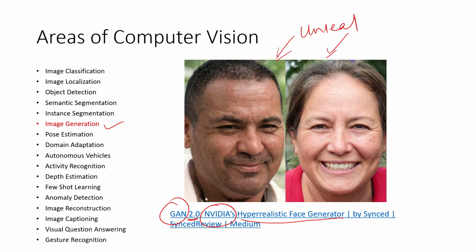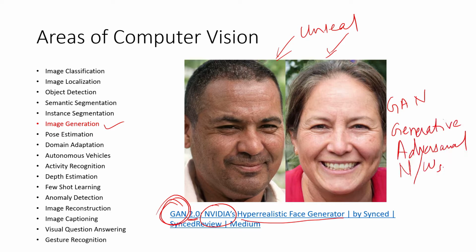How has this been done by NVIDIA? They have used this GAN technology. GAN is generative adversarial networks. This is a very famous deep learning technique, and based on this technique NVIDIA has generated these two different people. These are just two. If you go and read the research paper they have published, I'm sure there are many examples like these.